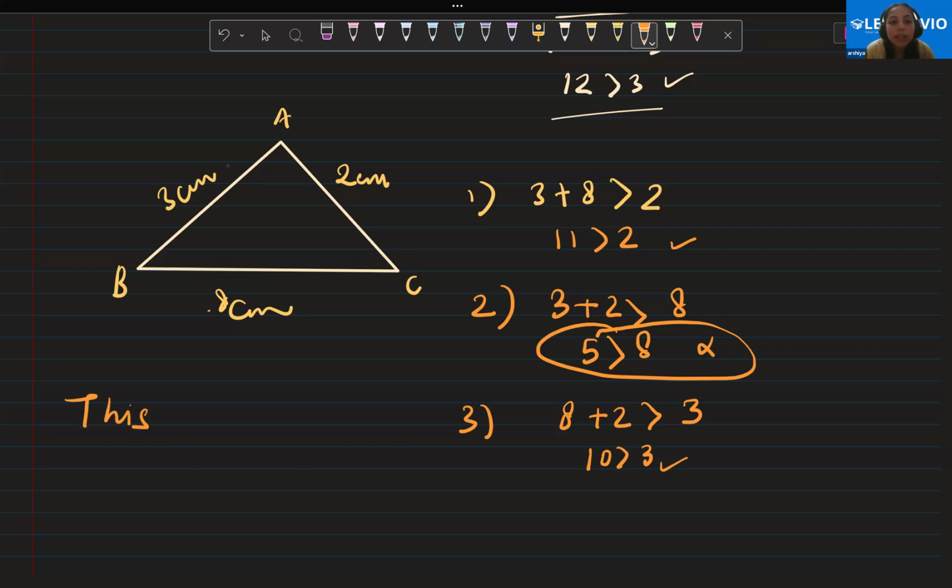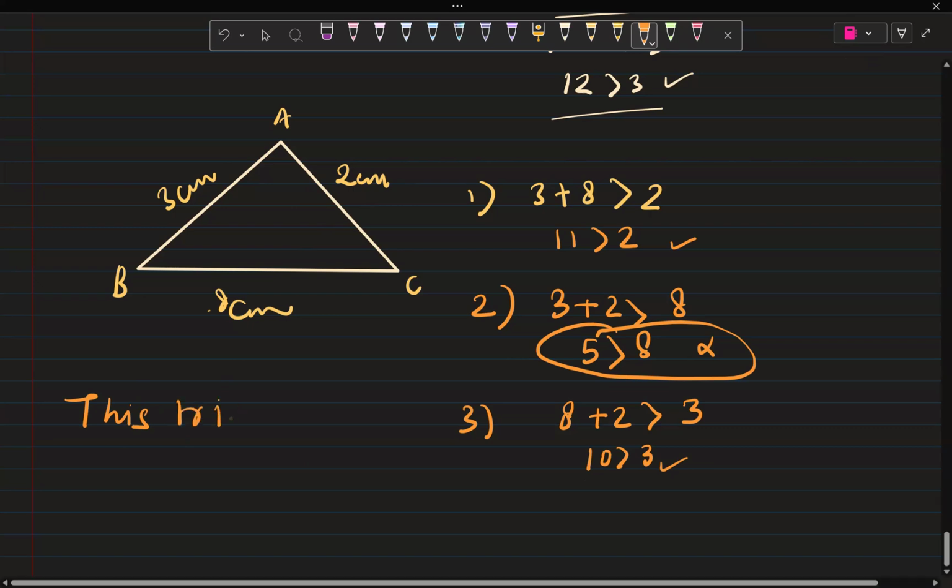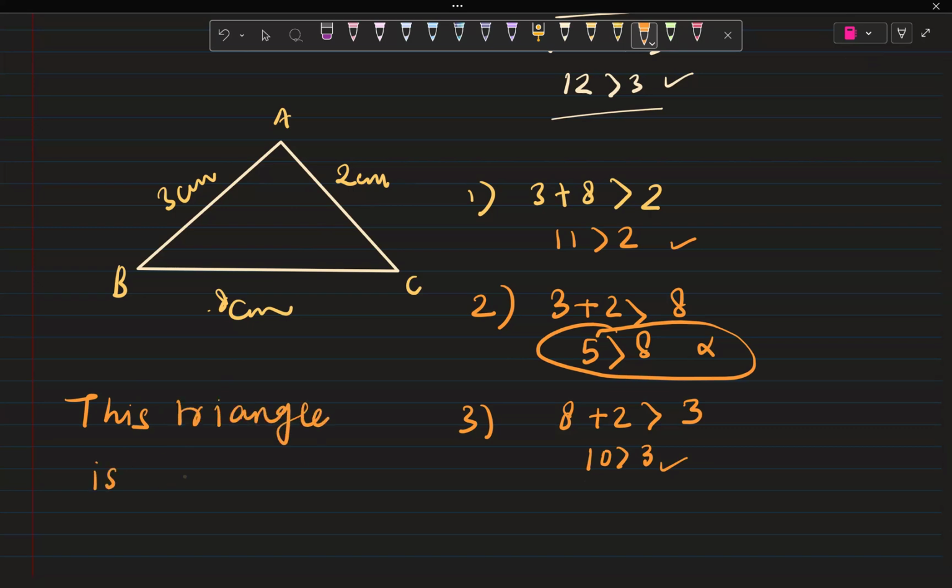So why did I make this? I just made it and wrote the measurements, right? But if you use a scale and try to draw it, then it won't be possible to draw. So this triangle is not possible. Because, ma'am, one side is big. Yes, correct. Because the sum of two sides is not greater than the third side. Yes, Tasmeen.